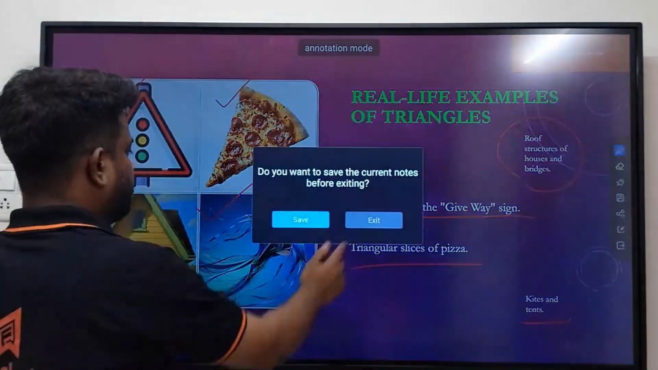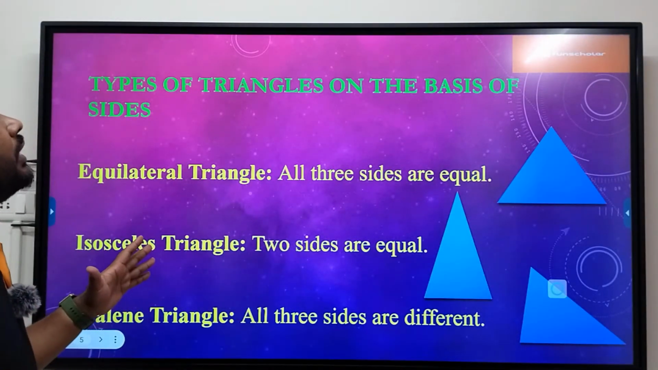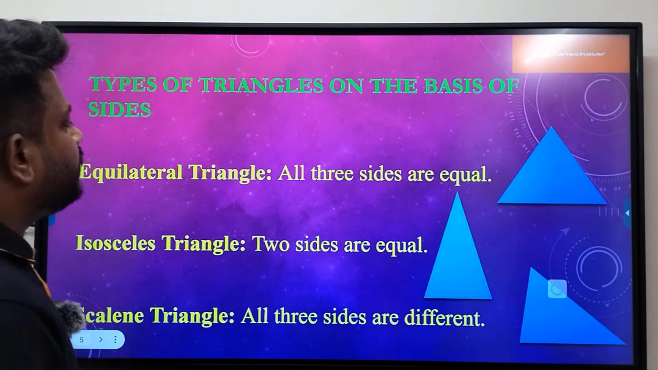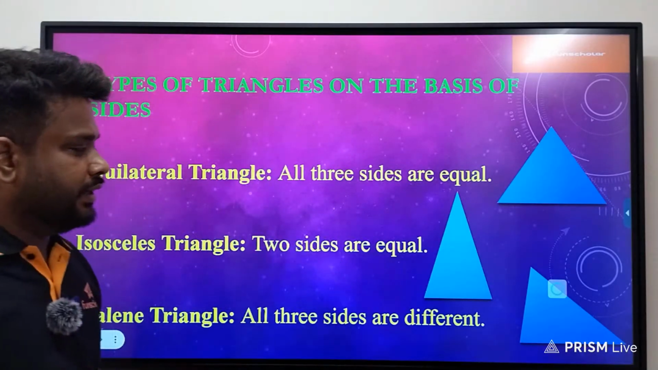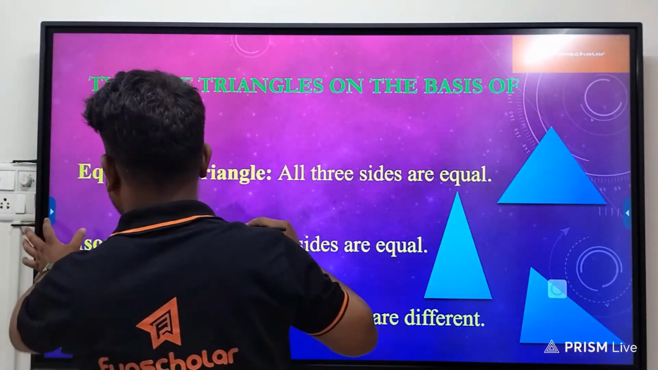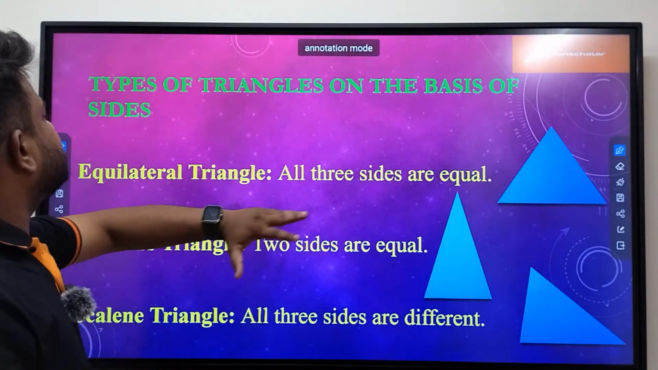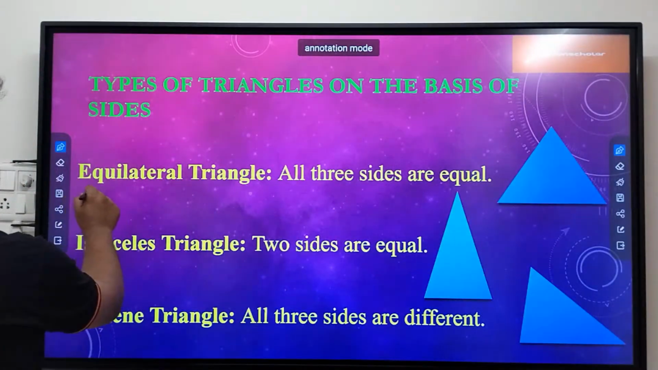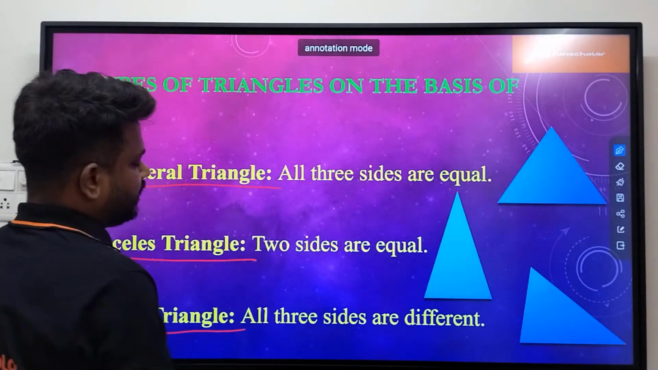Okay. Now let's go further. Types of triangles on the basis of sides. Equilateral triangle: all three sides are equal. Talking about the examples of triangles, by arranging them on the basis of the sides, we have three types of triangles. One is equilateral triangle, one is isosceles triangle, and one is scalene triangle.